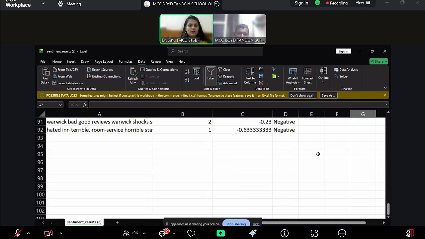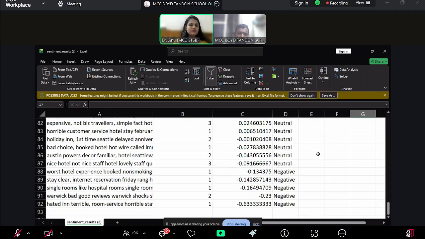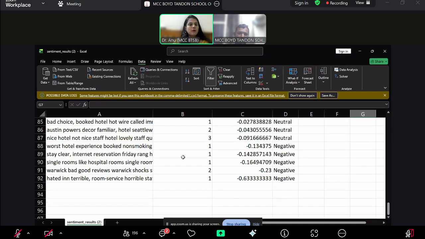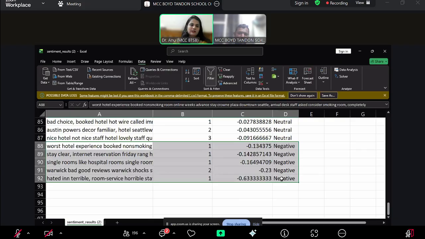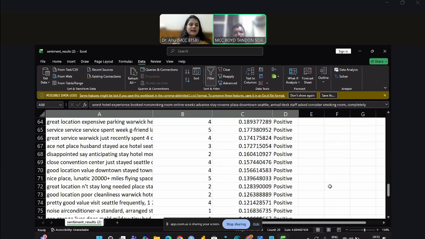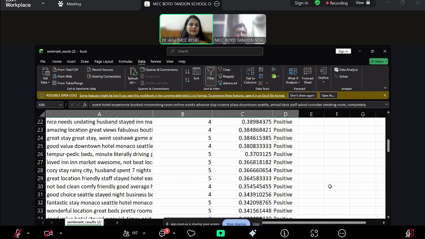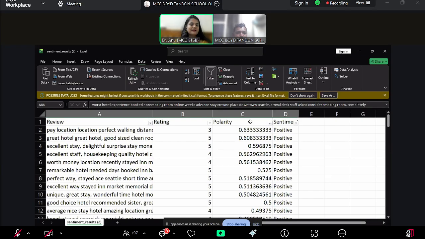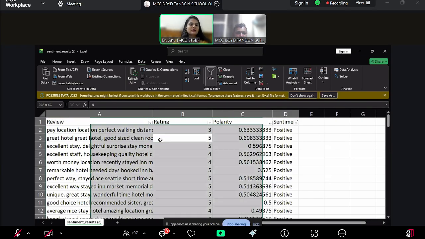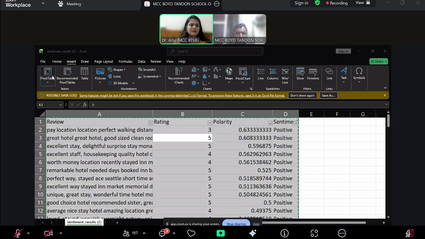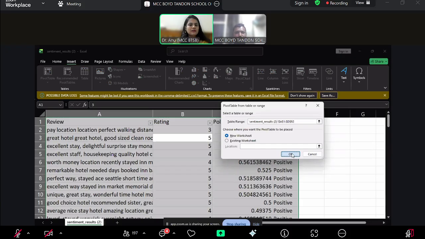So just like we got the output here, you can see that the reviews have been classified as positive, negative, and neutral. So positive means whenever the value is, for example, 1, 2, 3, 4, 5, you can see some examples like perfect location, walking distance, or good sized clean room, something like that. So all these are positive reviews.